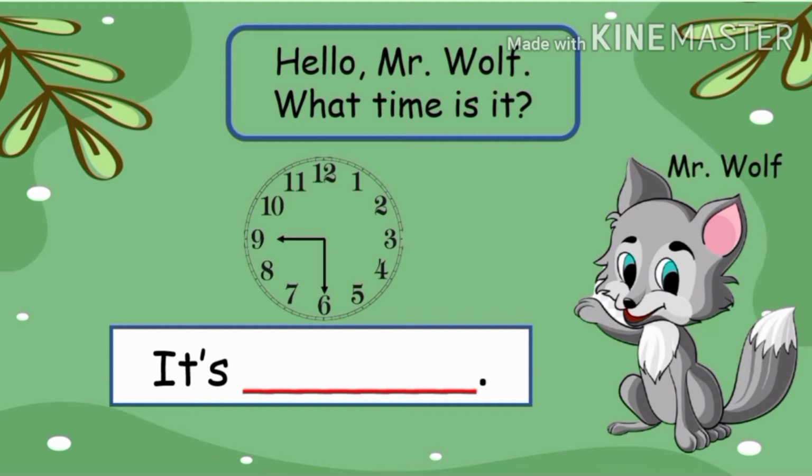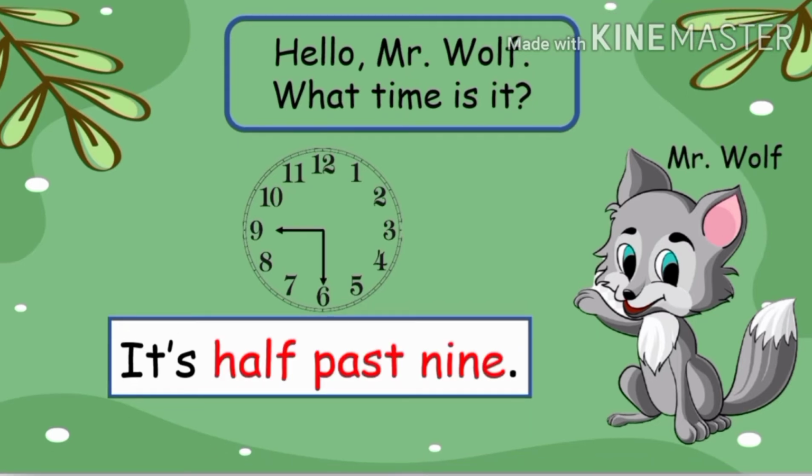Kali ini berbeza sedikit. Do you still remember half past? Half past. We use half past because it is half of the clock. Kita guna perkataan half ni kerana ianya separuh daripada jam. It's 30 minutes and it's pointing at 9. Okay, nampak tak? Ianya 30 minit dan ia menunjukkan ke arah nombor 9. So, the answer is it's half past 9. Bermaksud 9:30.